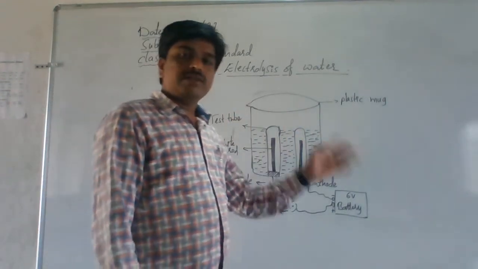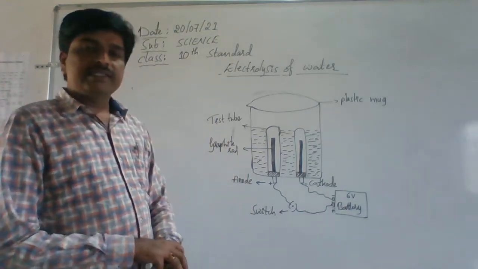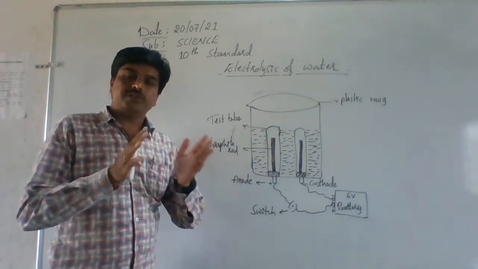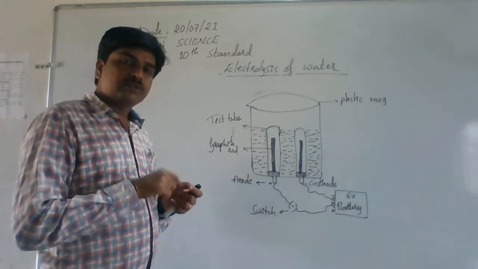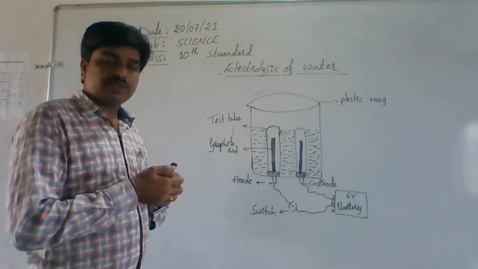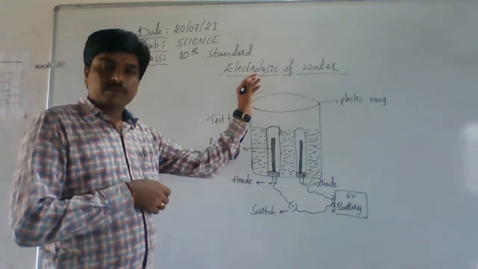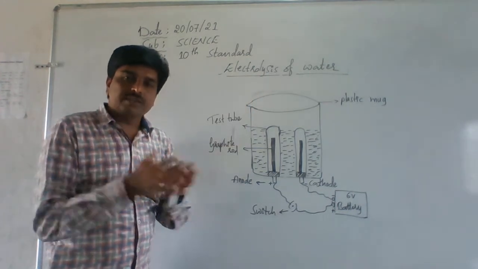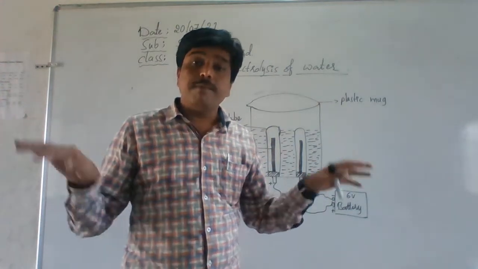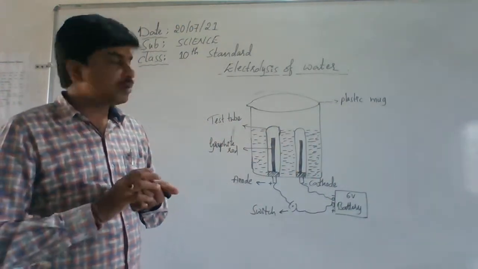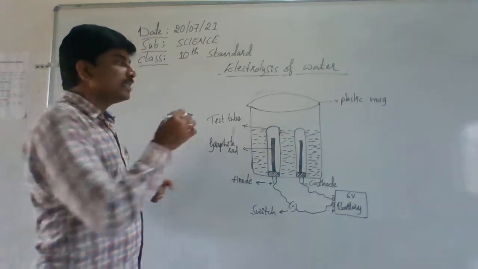See students, electrolysis of water is there. We can easily separate the oxygen and hydrogen gas present in water by passing electric current through it. So that process is called what? Electrolysis. Understand? So electrolysis, in simple words, is the decomposition of a compound by passing electricity.